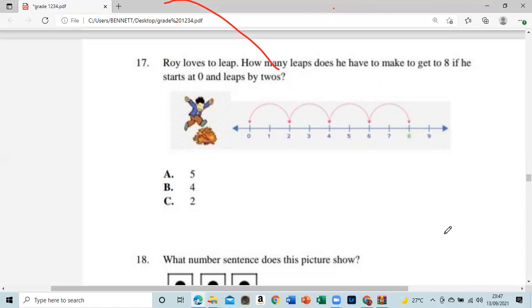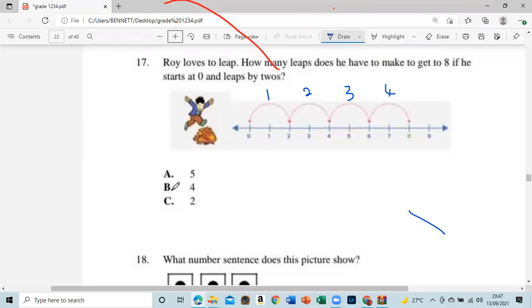Ryan loves to leap. How many leaps does he have to make to get to 8 if he starts at 0 and leaps by 2? So the first leap, he leaps to 2. That's 1 time. 2 times. He leaps 3 times. And he leaps 4 times. So that is 4. It's like saying 4 twos is 8.